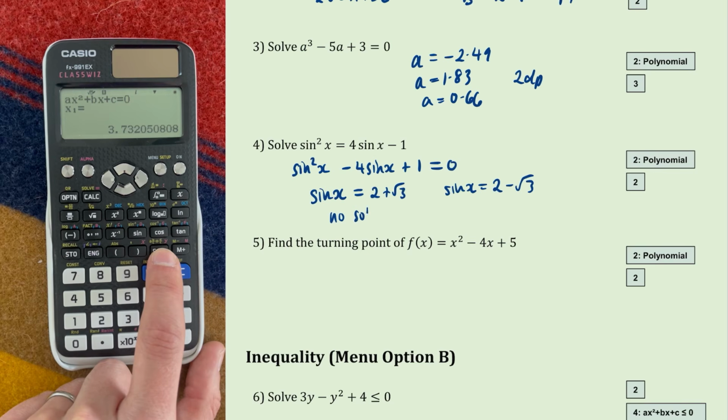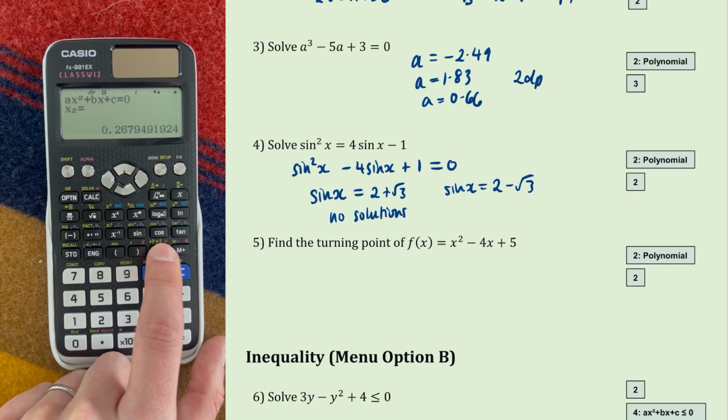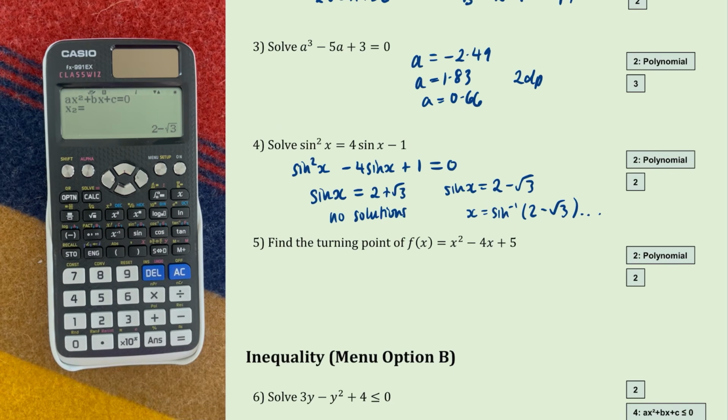So this one is going to have no solutions, and this one is going to have solutions. The next one, which is 2 minus root 3, because that is less than 1. So you could just go about that by doing the inverse sine of 2 minus root 3, etc., like that.